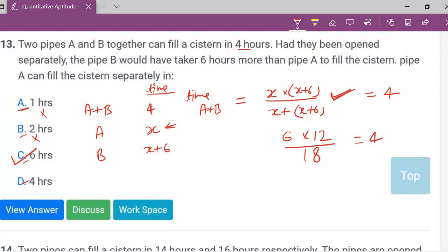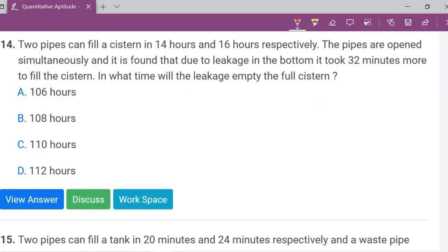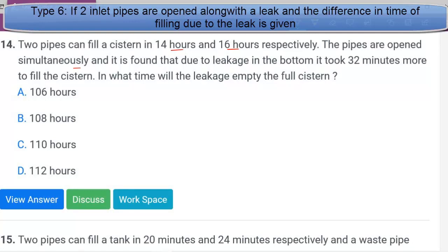So let's take another question. Two pipes can fill a cistern in 14 hours and 16 hours respectively. The pipes are opened simultaneously, and it is found that due to a leakage in the bottom, it took 32 minutes more to fill the cistern. In what time will the leakage empty the full cistern?